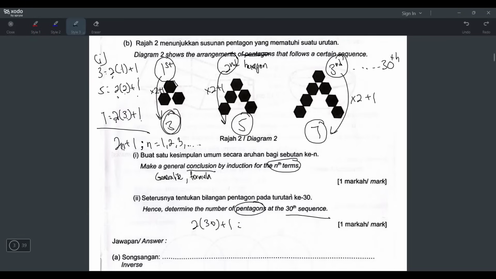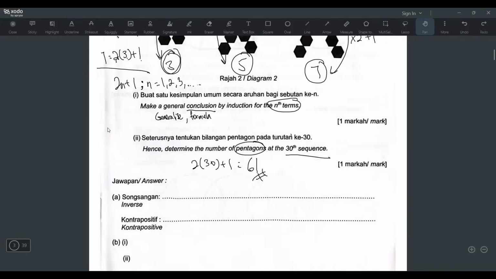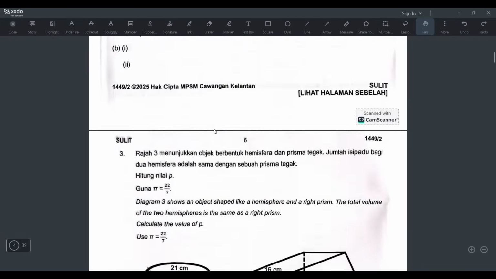You just sub. If n is 1, 2 times 1 plus 1 gives you 3. When n is 2, 2 times 2 plus 1 will give you 5. So when n is 30, 2 times 30 plus 1 is 61. Okay, so that is the answer. Determine the number of pentagons. Yeah, 61. That's the answer. Okay, it's only worth 1 mark. All right. Okay, so that's all. All right, all this I do already. Okay, done.